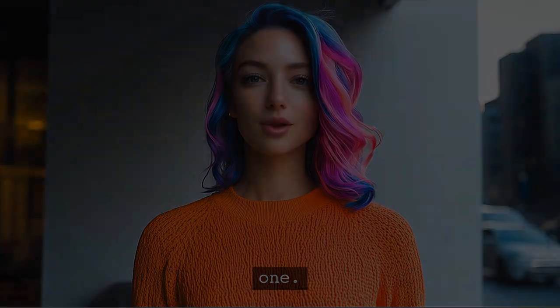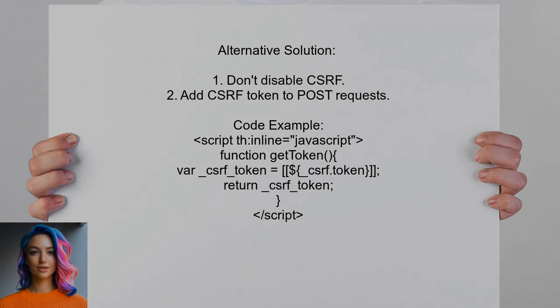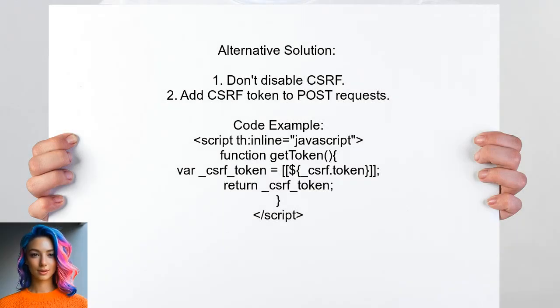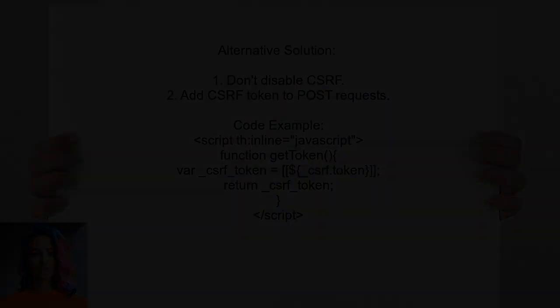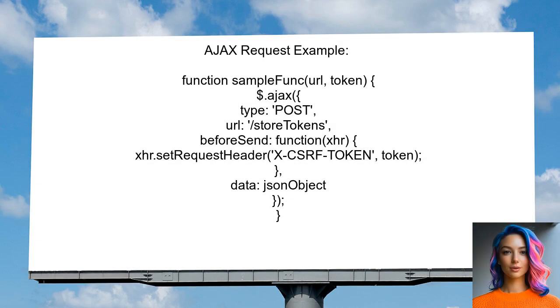Let's explore another one. An alternative approach shared by another user involves not disabling CSRF protection entirely. Instead, they suggest adding the CSRF token to each post request. They provide a method to retrieve the CSRF token using Thymeleaf in your HTML file. They recommend including this token in your AJAX requests by setting it as a header. This method worked for them, allowing successful authentication while maintaining CSRF protection.